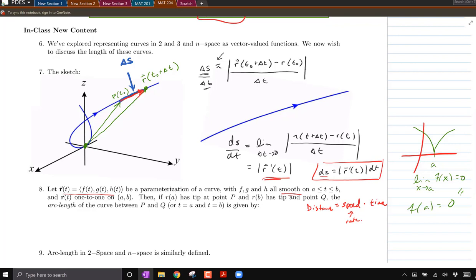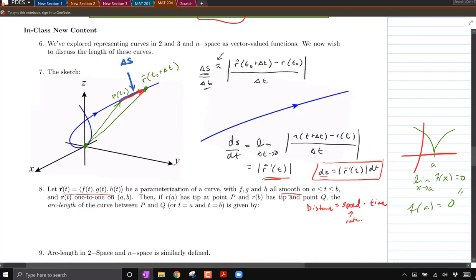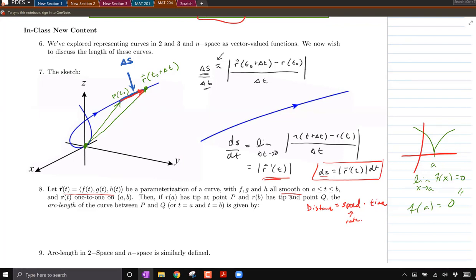To be smooth, you first of all have to be differentiable, which means the derivative exists there. A consequence of saying it's differentiable is that it's continuous, but being continuous isn't enough to be differentiable. So you have to be able to take the derivatives of f, g, and h. But that's actually not enough to be smooth by the way we defined it. We also said that the derivatives couldn't be what? Equal to 0. Zero vector?